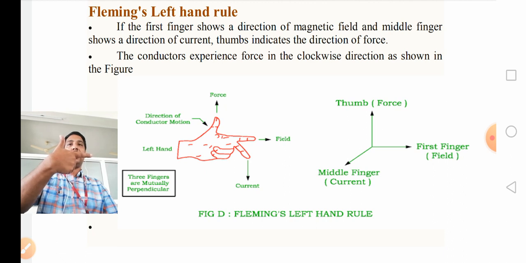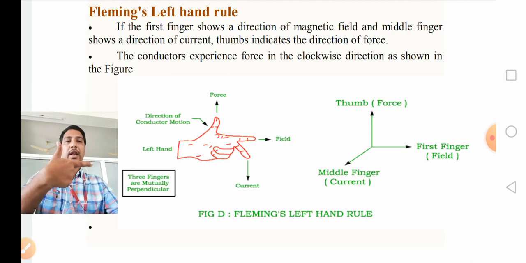According to that, as I have shown, the thumb indicates the force direction, whatever force is produced by the armature conductors, this is the direction, and this is the magnetic field direction, and this is the current direction. In this way we can find out the direction of the current, force, and magnetic field. So this is Fleming's left hand rule.